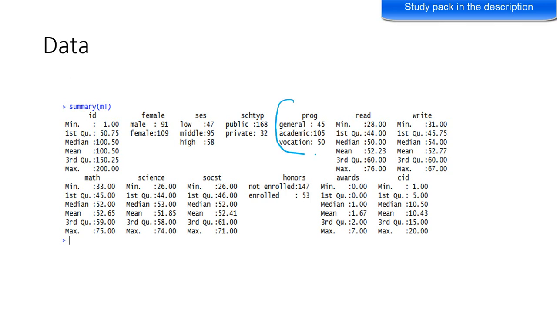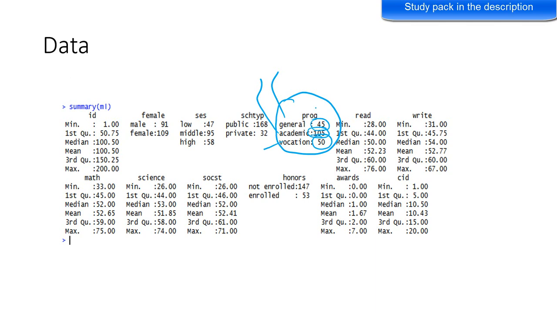Here is the target variable in front of us. We have three programs: general, academic, and vocational. This is the distribution: we have 45 data points on people who have joined a general program in college, 105 in the academic program, and 50 people have chosen vocational programs. What are the factors that affect somebody's choice of different programs in college?